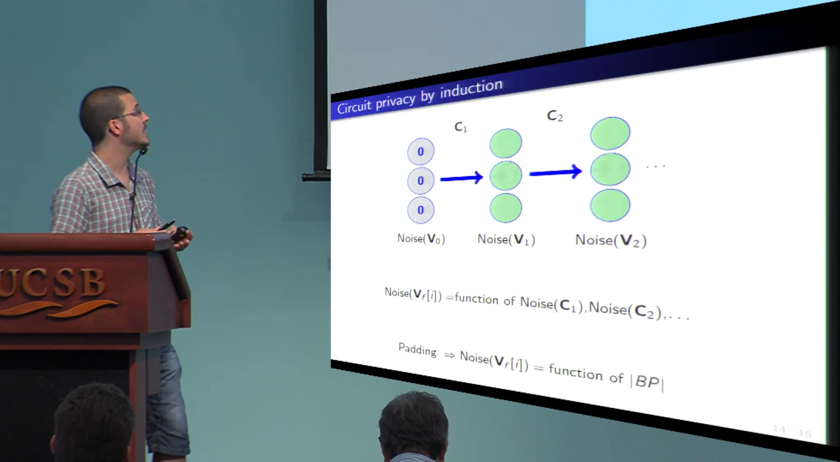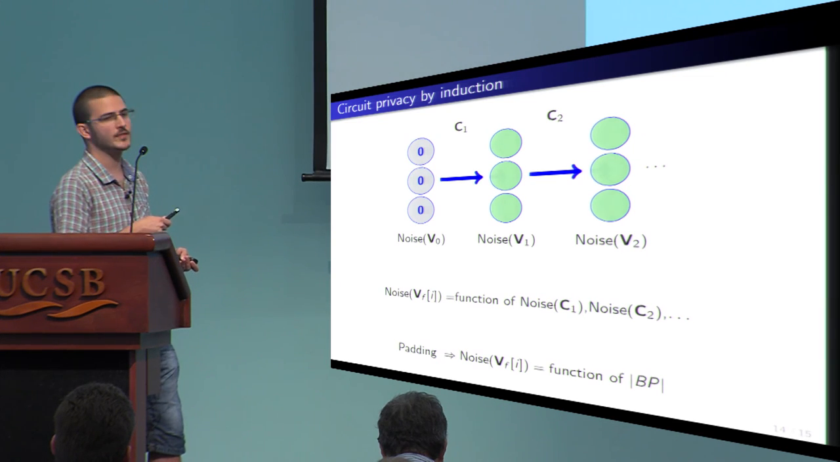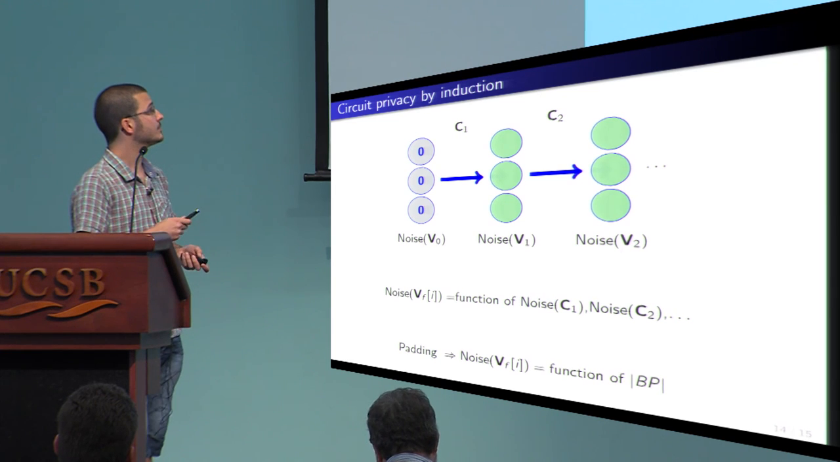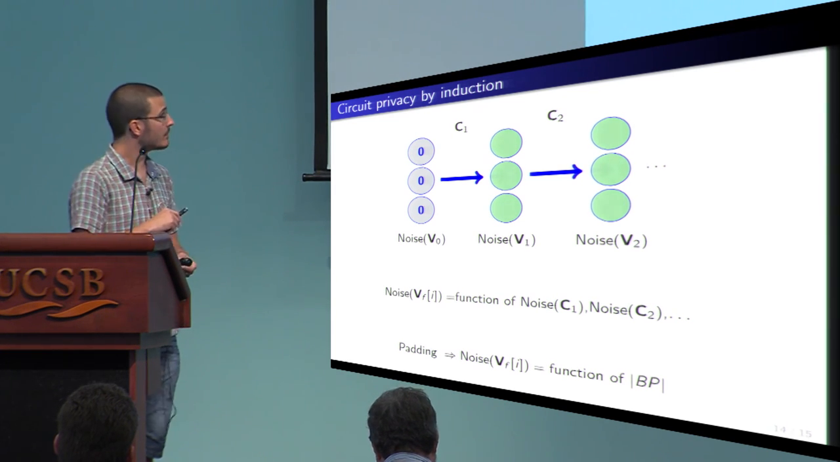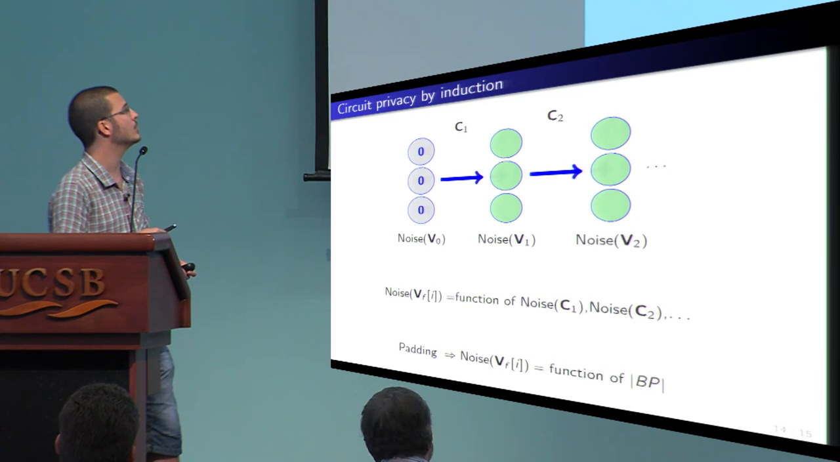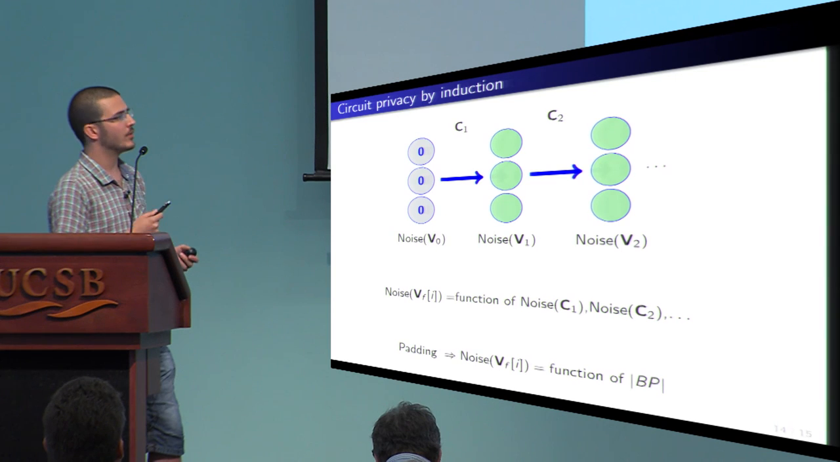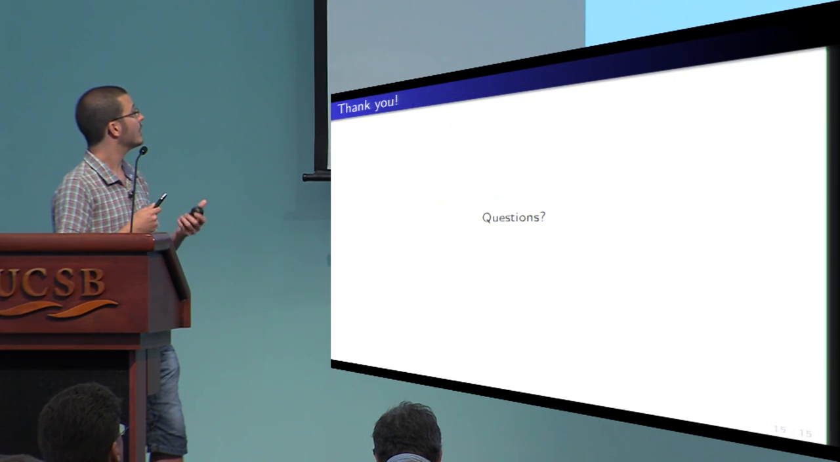This way we do not leak, all we leaked was the number of times each choice bit was used. Now they are all used the same number of times, so all we leak is the size of the branching program. And like this, we have achieved circuit privacy, since we no longer leak either the permutations nor the choice bit used at each step. And that's it.